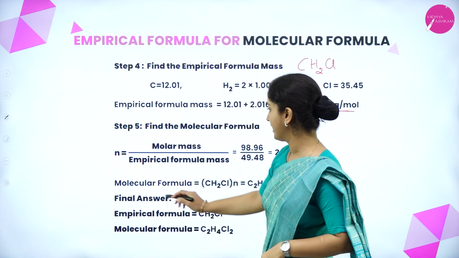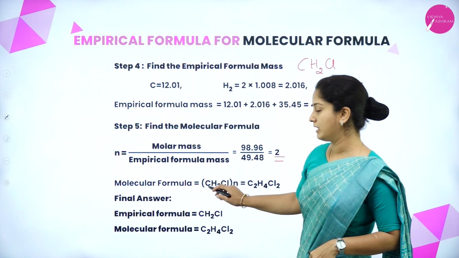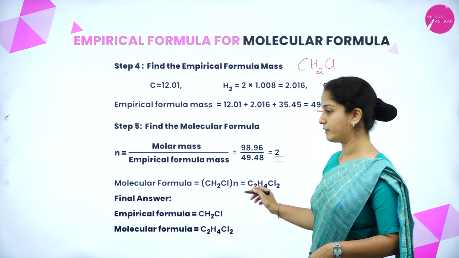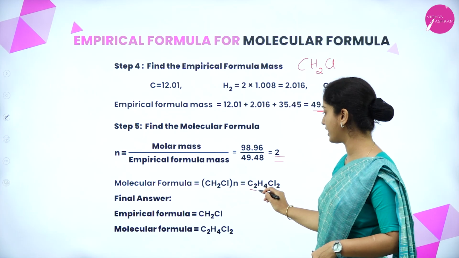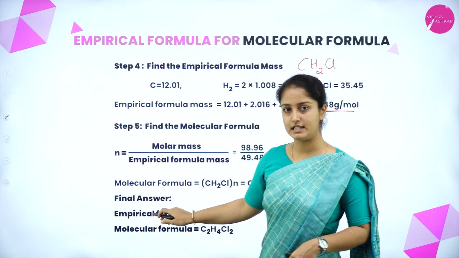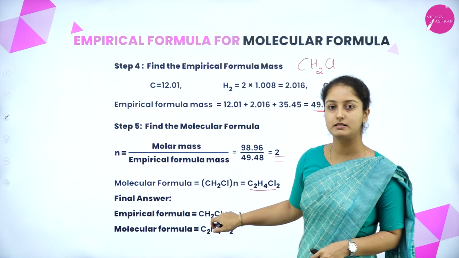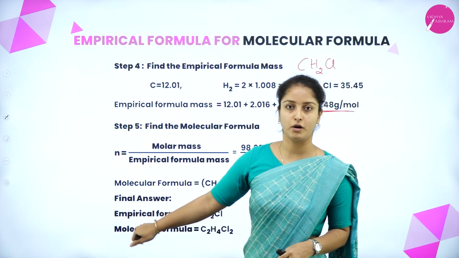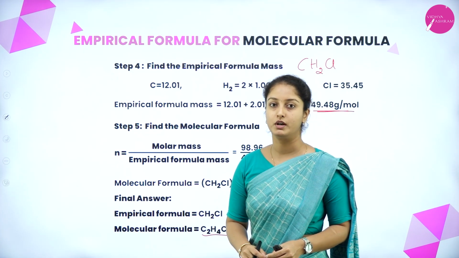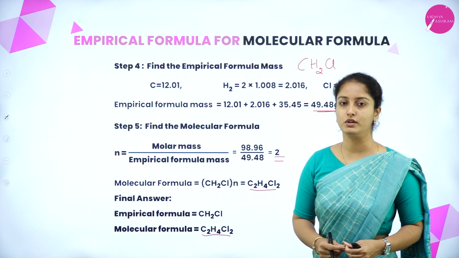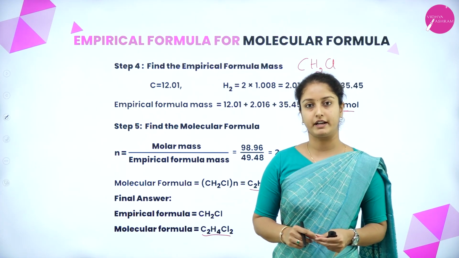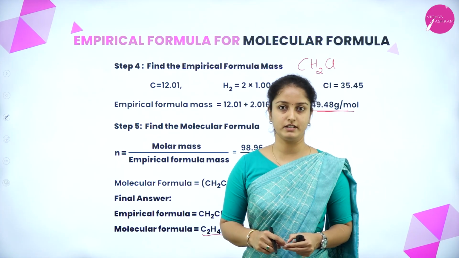How is it done? Molecular formula is equal to empirical formula multiplied by n, that is the number. When we multiply it, we get C2H4Cl2. So therefore, the final answer is: the empirical formula is CH2Cl and the molecular formula of the given compound is C2H4Cl2. So these are the steps that you have to follow to find the empirical formula. Using the empirical formula, you can find the molecular formula of a given compound.